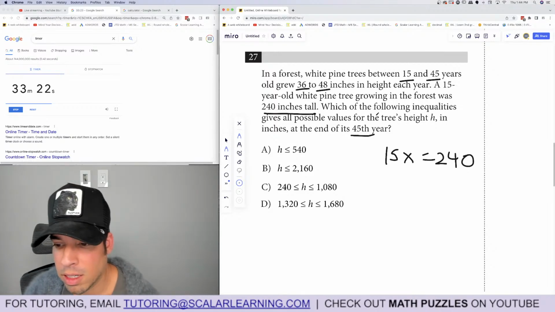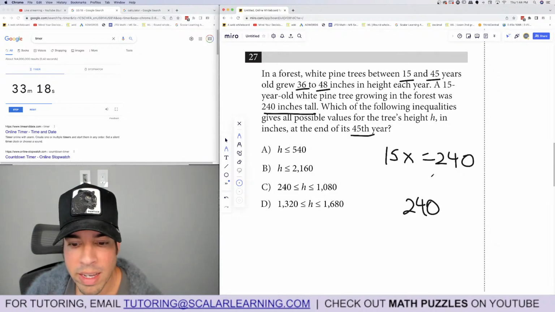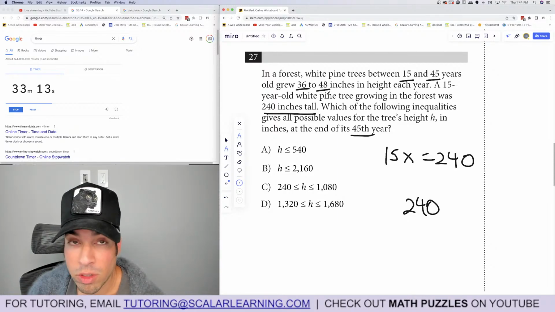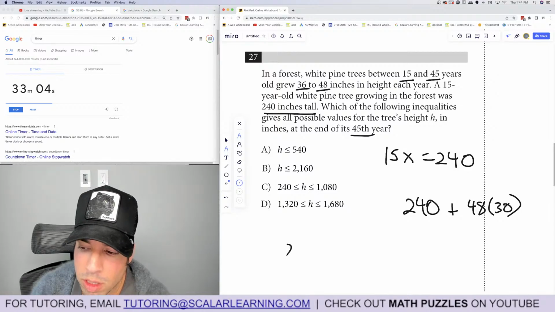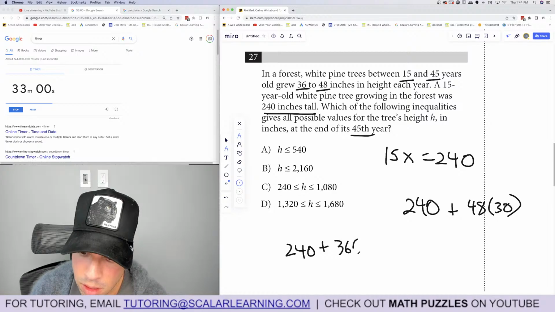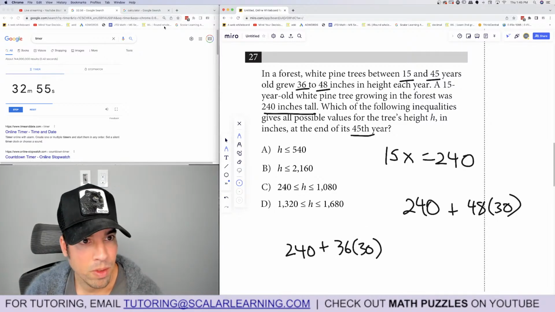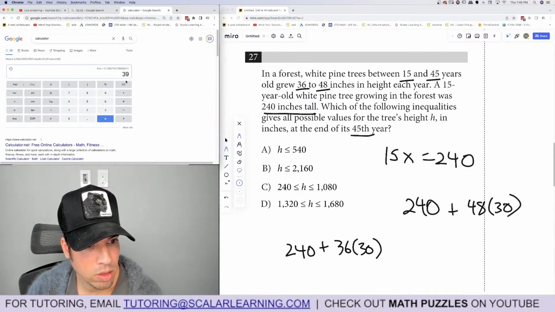Okay, got it. So right now it's at 240. So it could go up 48 times 30, right? That's the max. And then it could only go up as little as 36 times 30, because it's already 15 years, so we're talking about another 30 years. So I think that's 1,080, but I'm going to do the math here. 36.